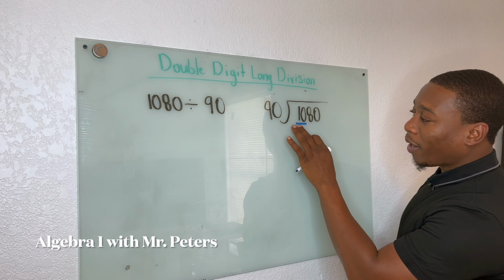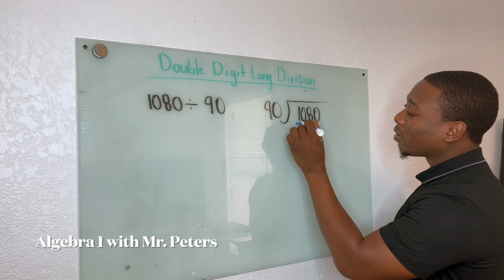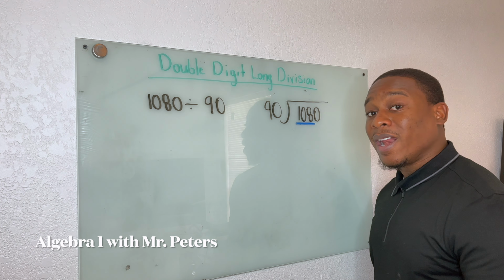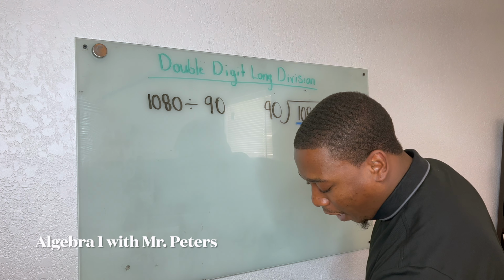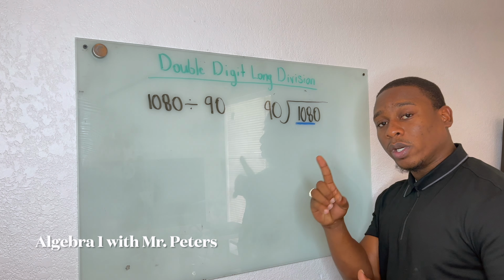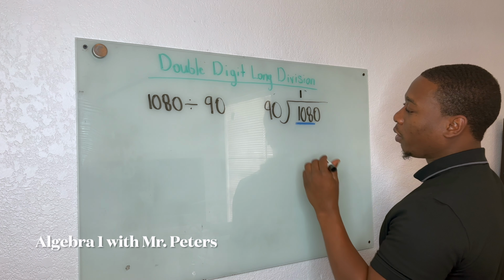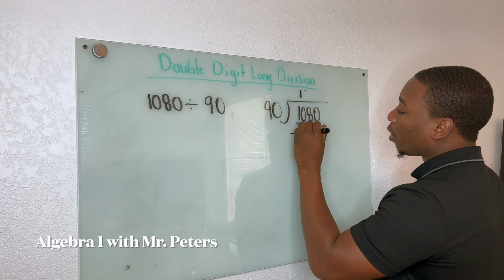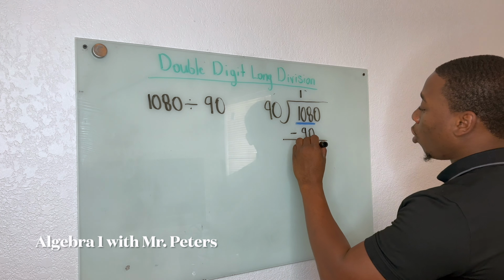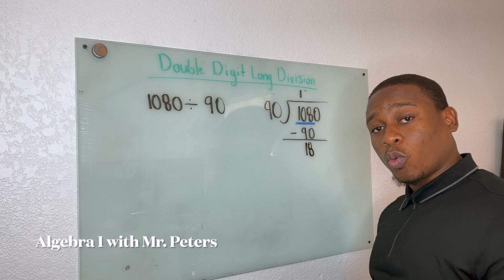So now we couldn't divide 1 by 90 or 10 by 90. But what about if we made this 108? We went to the next digit. Now we could definitely divide. And when I look at this, I know 90 could go into 108 only one time. So let's go ahead and do this. We have 1, and we're going to take away 90. Once we take away 90, we get 18 as our remainder, what's left over.